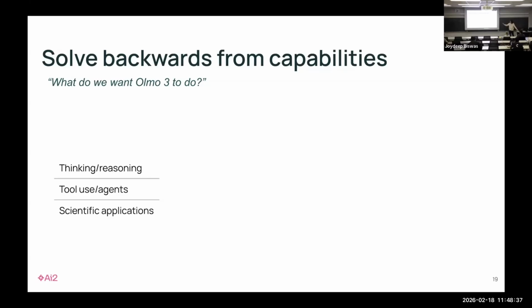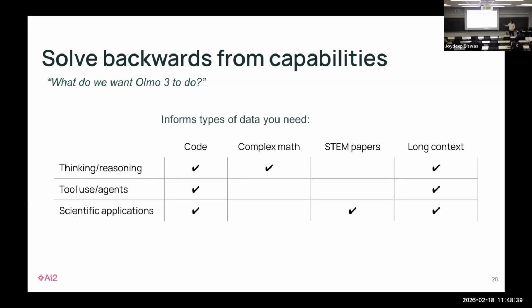Once you have the capabilities you care about, you solve backwards for the data that you have a strong hypothesis probably moves them. So in our case, we were thinking, okay, we care about thinking or reasoning.